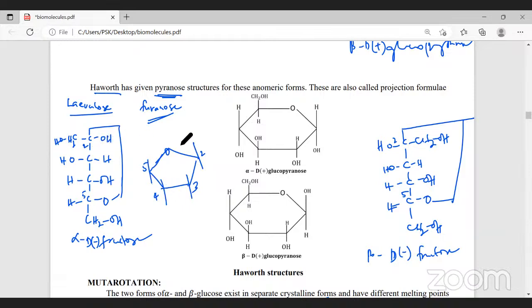Now OH is on the right-hand side of the 2nd carbon atom, so lower plane, CH2OH. Here it is H and here it is OH. Here it is OH and here it is H. This is on the right-hand side, so it will be CH2OH and H. This will be called alpha D minus fructofuranose. It's a five-membered ring. Furan is a five-membered ring, so it's a fructofuranose.